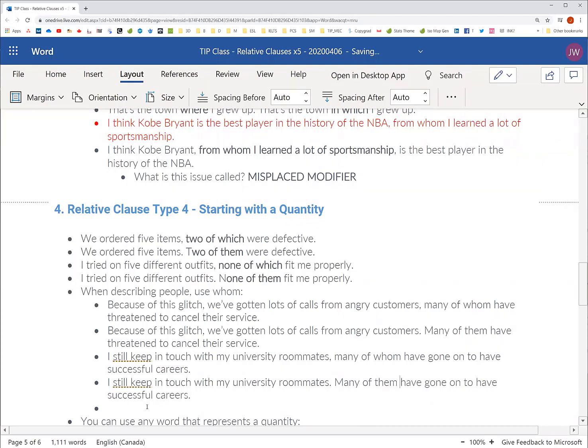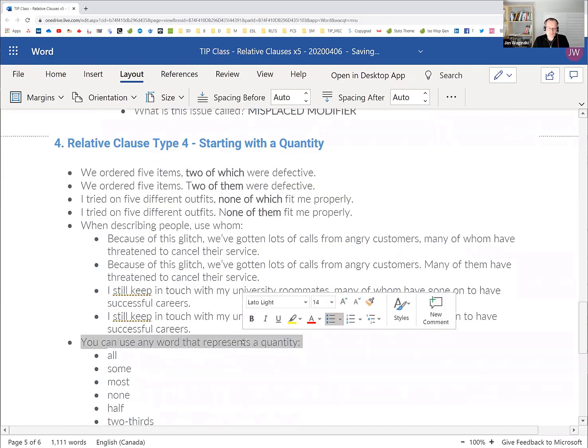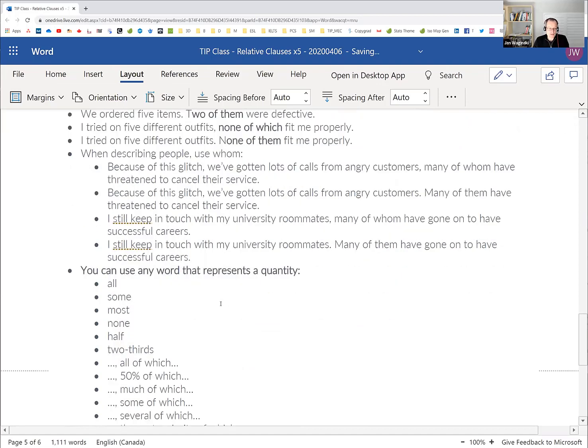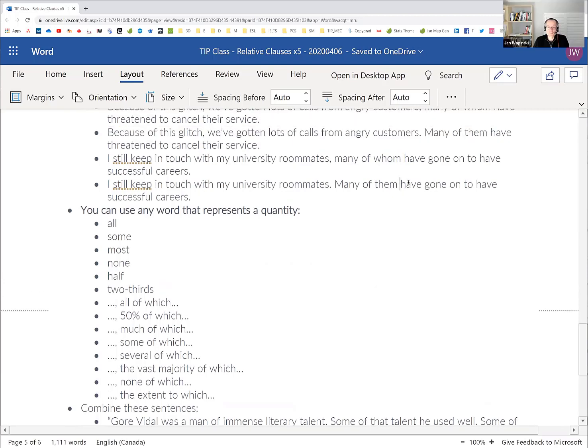There we go. So in these, you can use any word that represents a quantity or something like that: all, some, most, none, half, 2/3. We cannot remove have. Many of them gone on to have successful careers? If you got rid of have, you would need to change gone to went. Go, went, gone. So it has to be have gone.